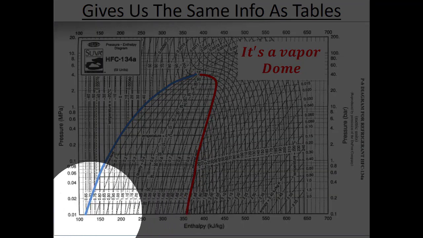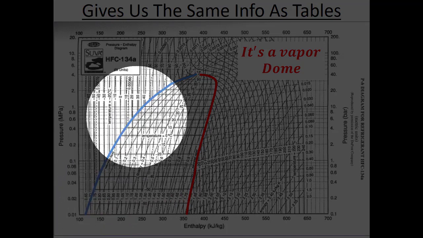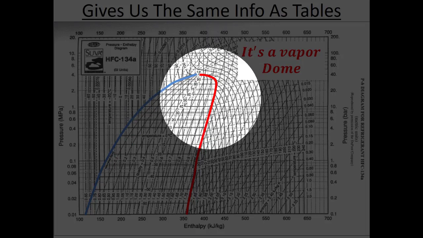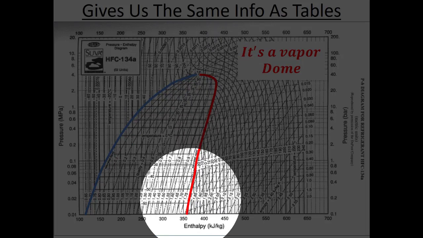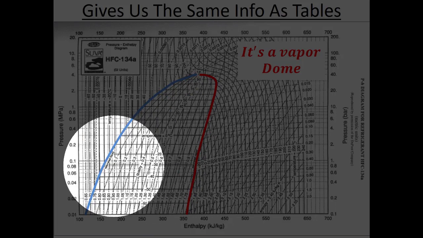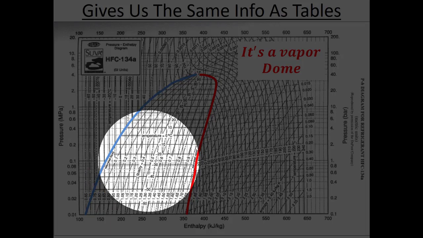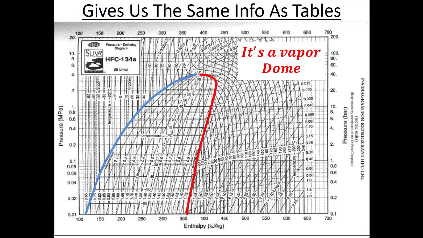And I apologize, the quality of this is not the best here on the slide, but here we have the saturated liquid line where quality is equal to 0, and here the saturated vapor line where the quality is equal to 1. Now if you look over here, we've got a line for quality is equal to 0.1, 0.2, 0.3, 0.4, etc., all the way to 1.